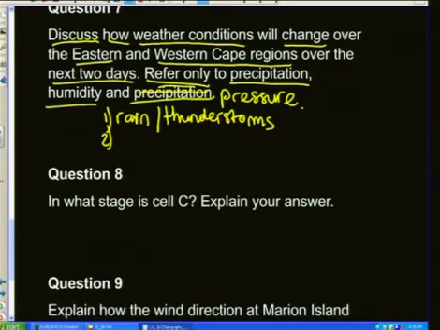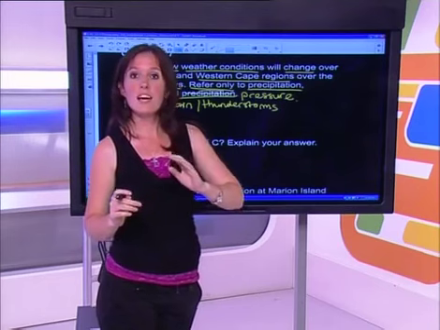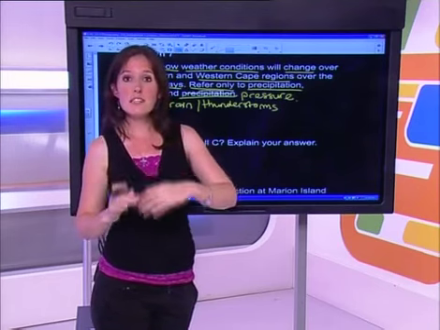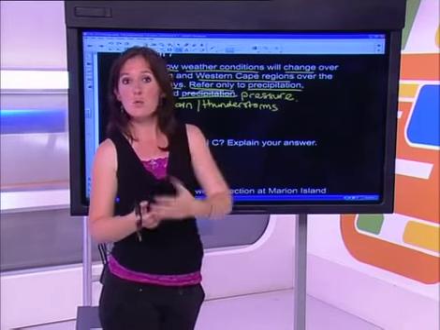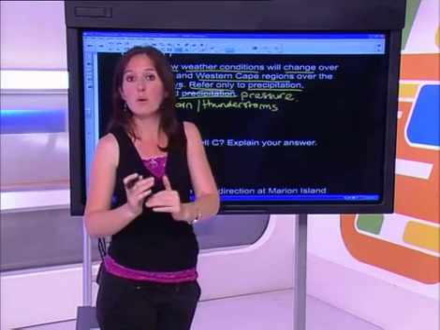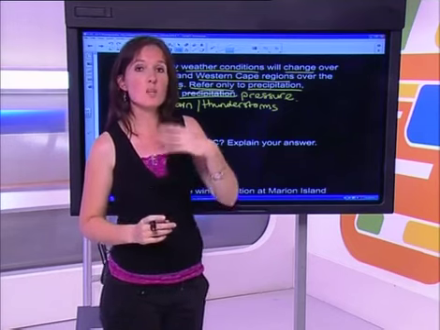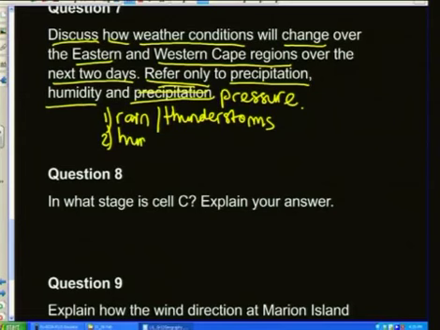Let's call humidity point number 2. Remember, as I was explaining earlier, as we approach that cold front section, our humidity levels increase. Why? We've got moist, warm air that's rising because of that cold air wedging in underneath it. So that means our humidity levels are going to increase as that air rises. So humidity will increase.